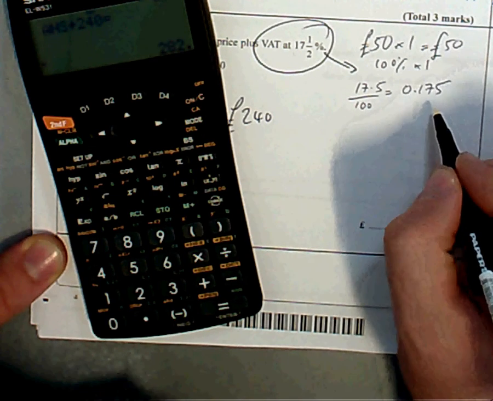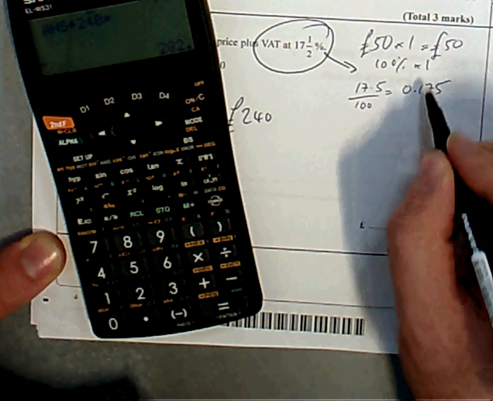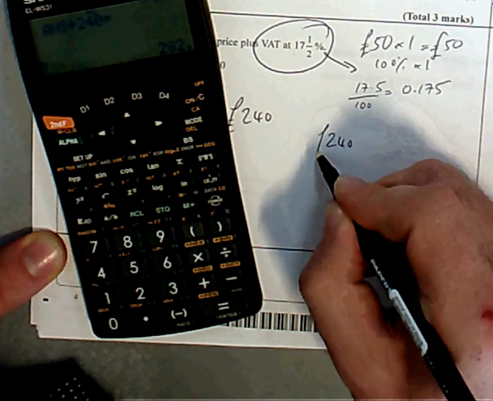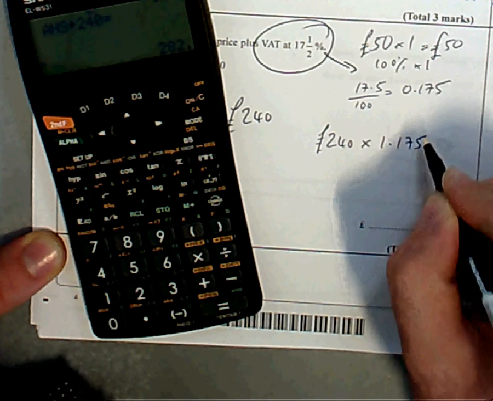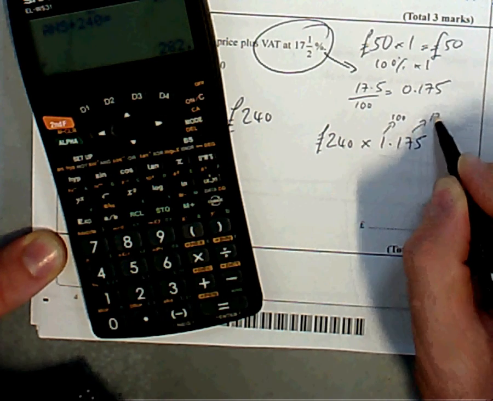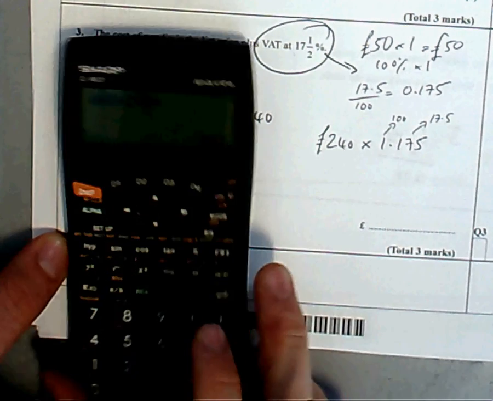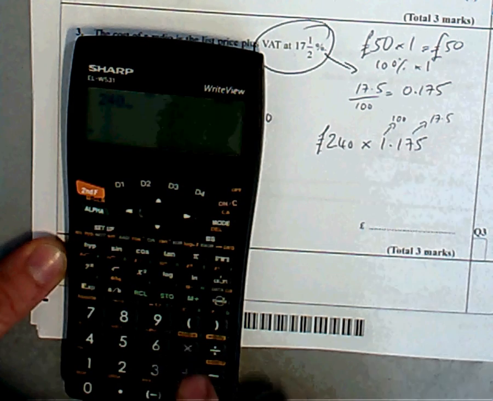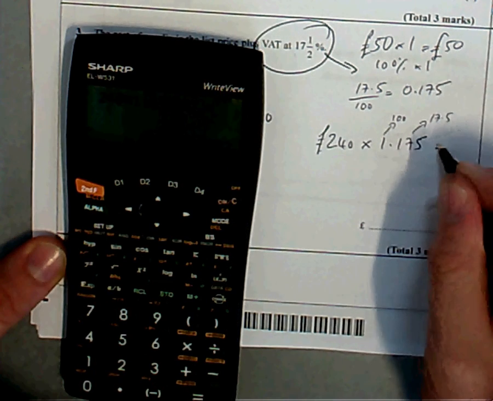I want 17.5% on top of my original value. So I want to actually times this number, £240, by 1.175. This will give me 100%. This will give me 17.5%, and it will all happen in one go. Okay, so if I do that now, it should equal the same. So 240 times by 1.175, and you can see straight away, instantly, I've got 282.